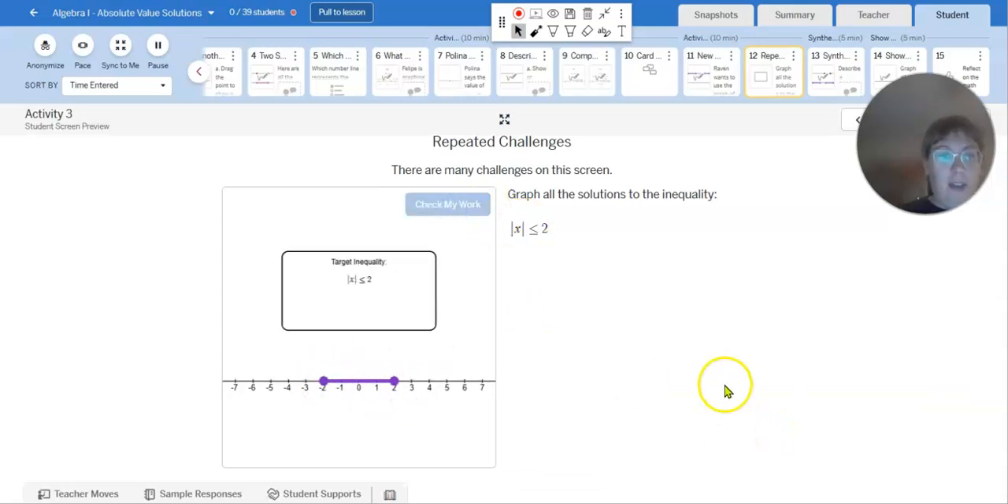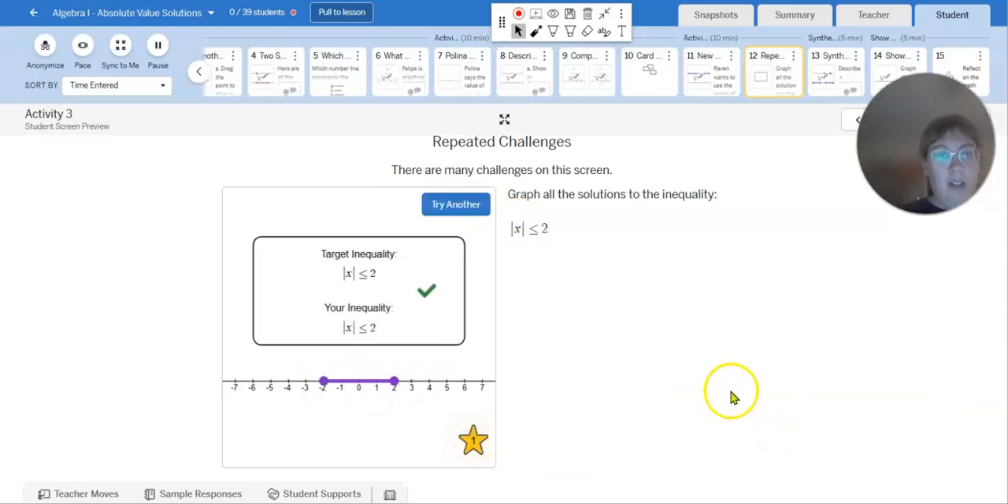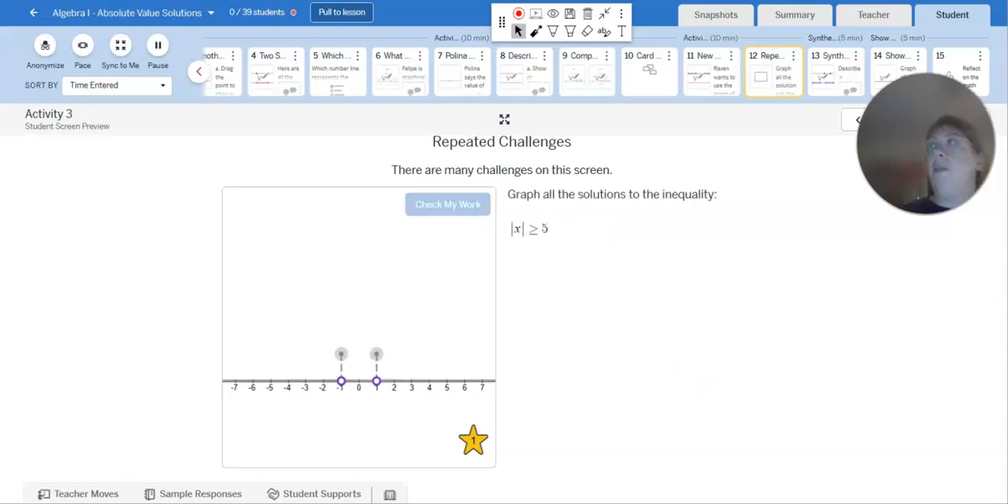So here's our graph. We can check our work. Beautiful. Let's try another one.